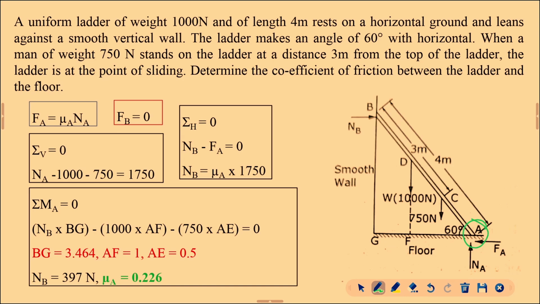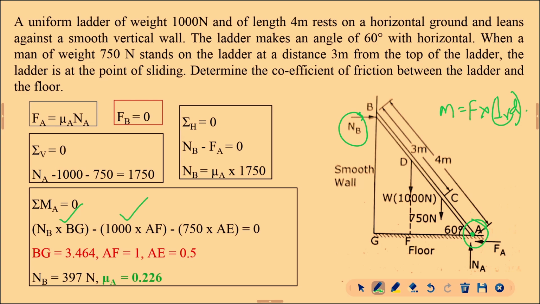So, what will happen? Horizontal force, this NB. Moment is nothing but force into perpendicular distance. So, the force is NB, the perpendicular distance is B to G, so NB into BG. First one over, and what else is there? 1000 is the vertical force, and the perpendicular distance is A to F, and A is your reference point.